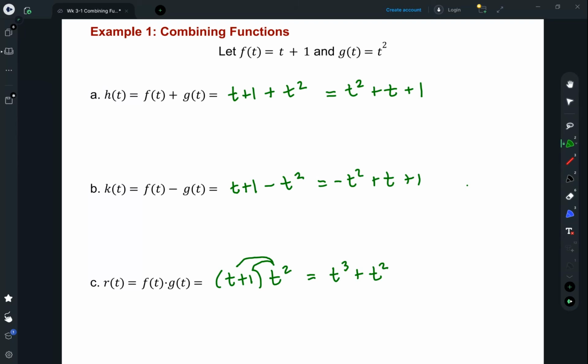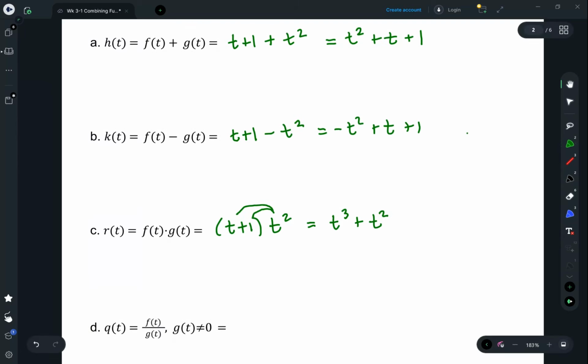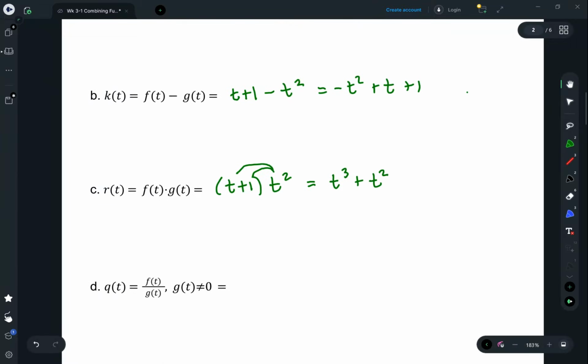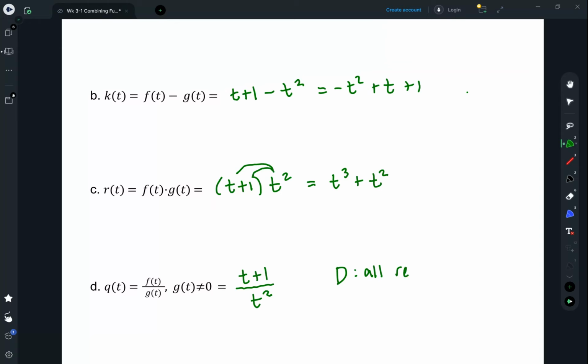And then finally, let's do our last one, which is f of t divided by g of t. So f of t is t plus 1, and g of t is t squared. And we want to make sure we don't let g of t equal 0, so this domain is going to be not 0. We can just write all real numbers but 0. And that's the only one we really have to worry about the domain for. So if we wanted to write that in interval notation, that would be minus infinity to 0, union 0 to infinity. So adding, subtracting, multiplying, and dividing functions is pretty straightforward.